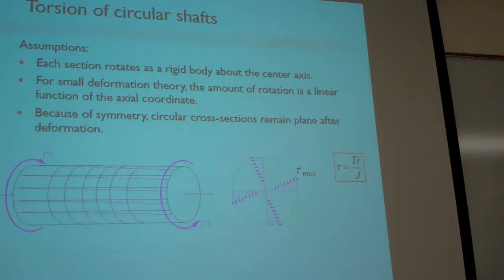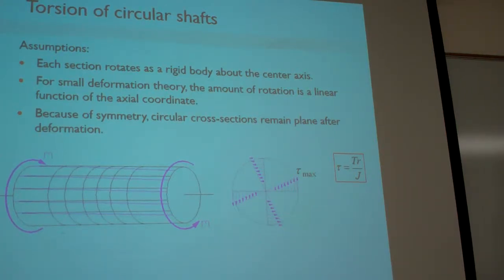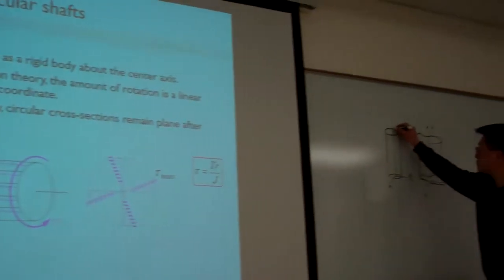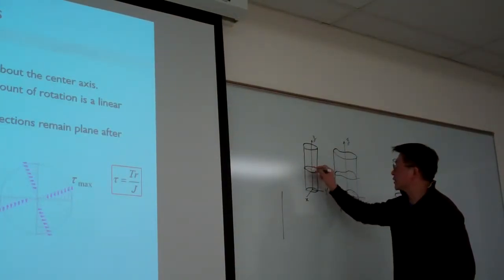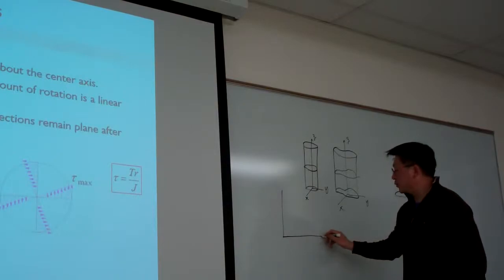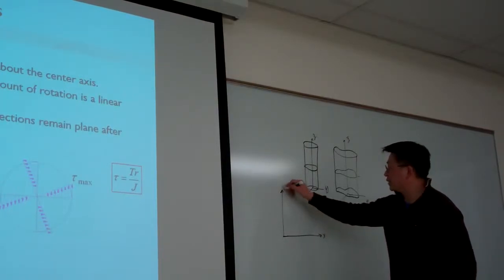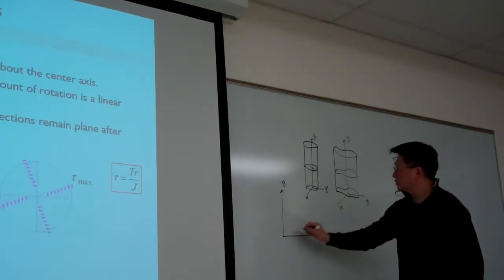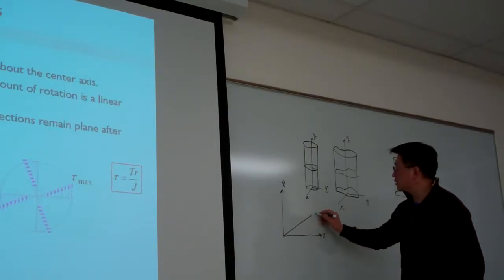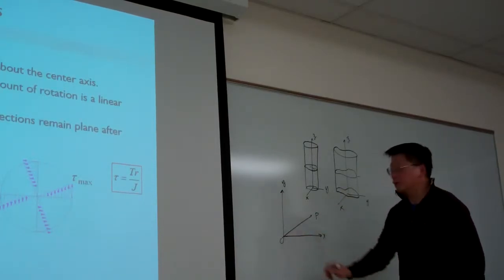Again, using the circular shaft as an example, and these are the z directions. If we take this cross section here, let me label the x and y. Let me pick a point, say this point is O, and this is P.